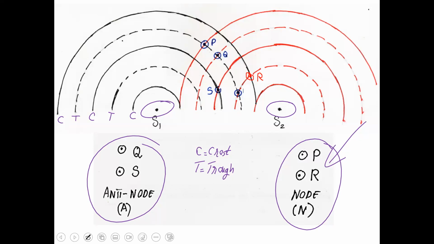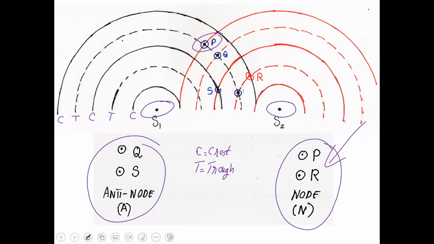So P is resting on a trough, and... No, no, first I discuss P only. P is the intersection of two lines. Oh, sorry, yeah. So P is on a trough on the left one, and on the right, P is on a crest, which means they will destructively interfere, therefore causing zero displacement. And the same rule will apply for R also.